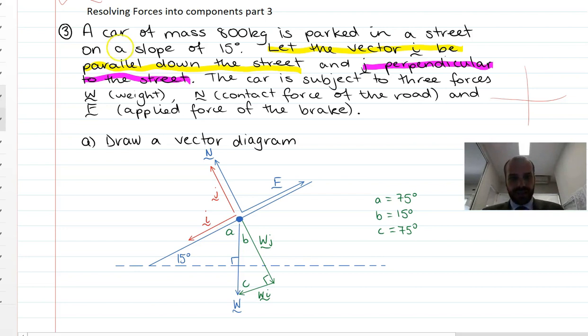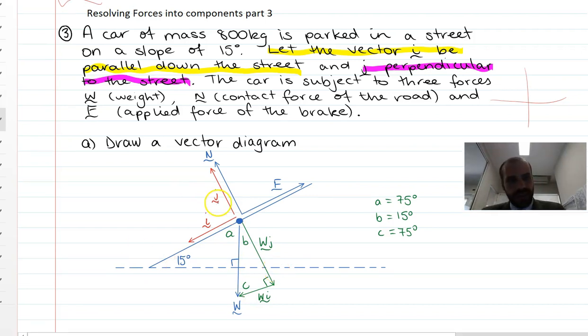So let's see. Here's my car right there. That's the car there. It is parked on a street on a slope of 15 degrees. So you can see there's a 15-degree angle right there. And we can do all sorts of maths here for our components.